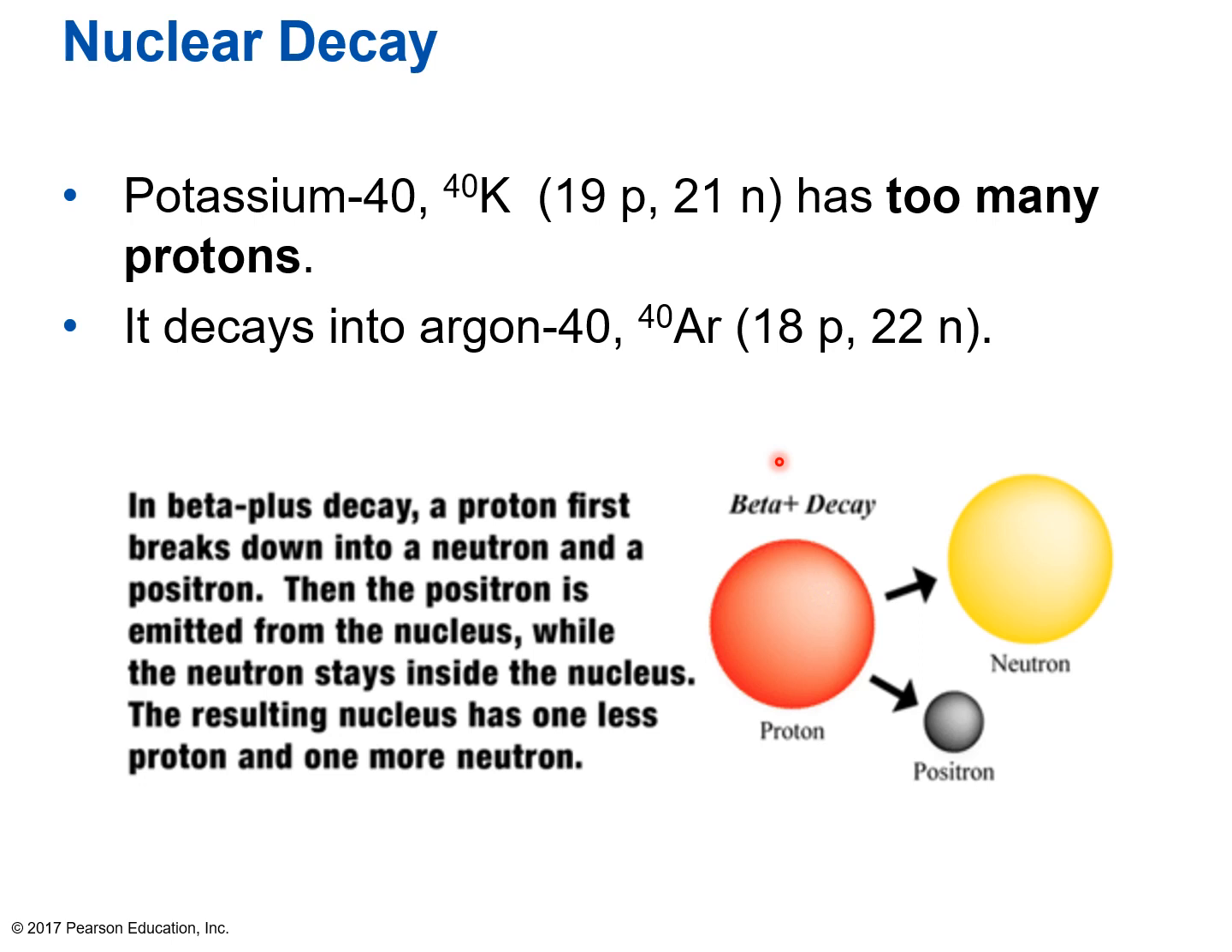In beta plus decay, a proton first breaks down into a neutron and a positron. Then the positron is emitted from the nucleus while the neutron stays inside the nucleus. The resulting nucleus has one less proton and one more neutron.